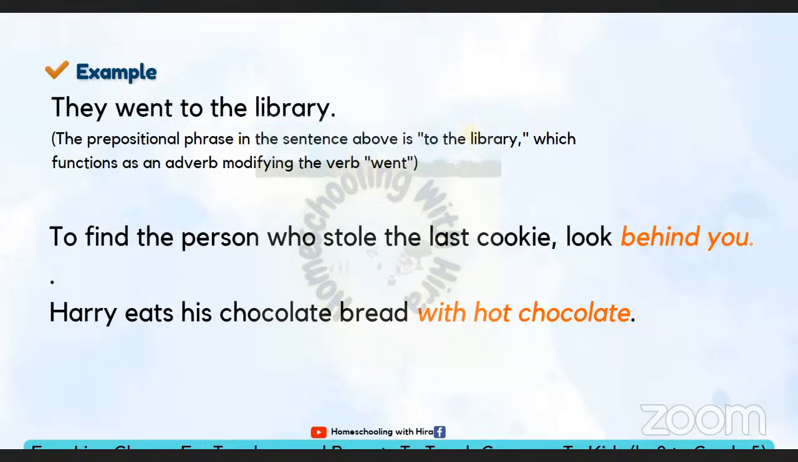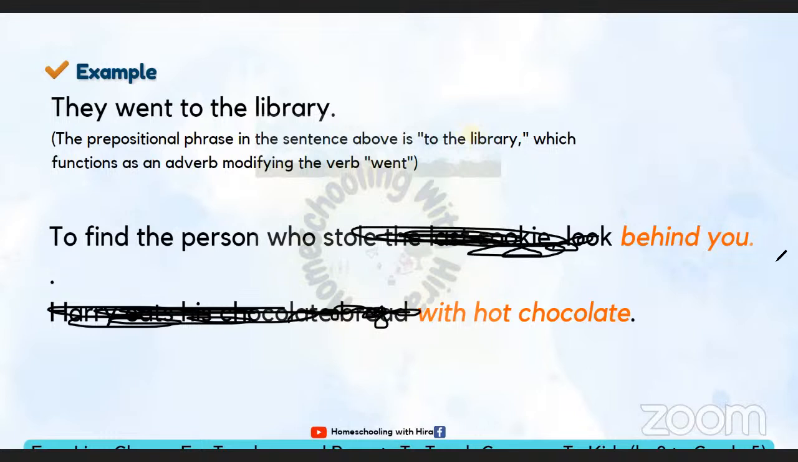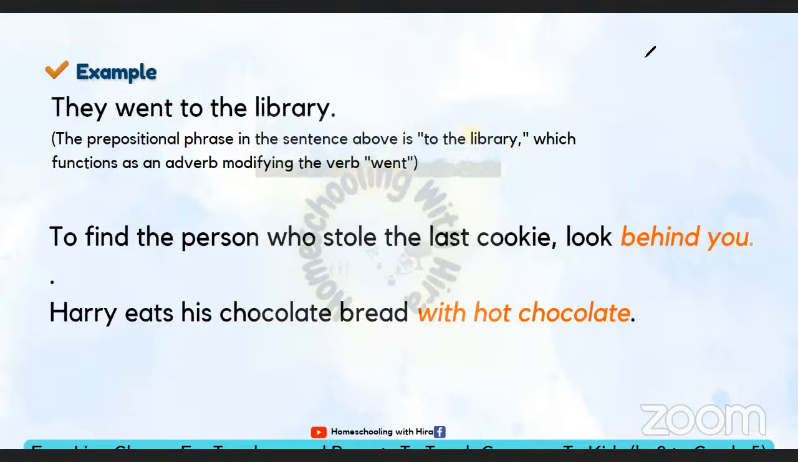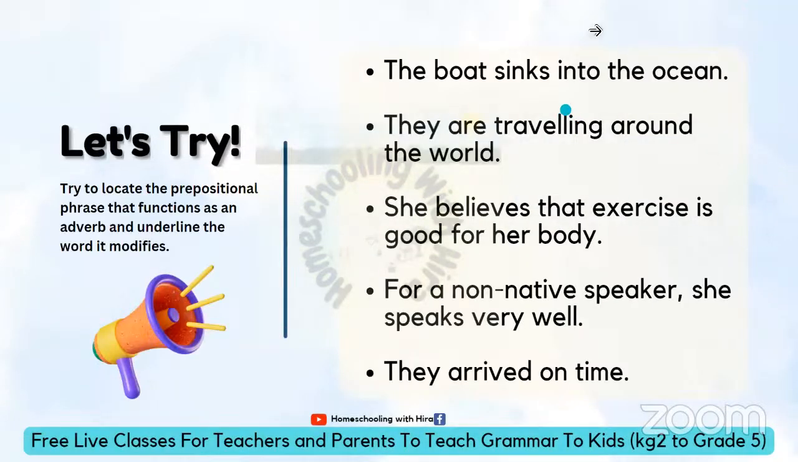Why are we calling them phrases? Because if I just remove this part of the sentence and let this be here, with hot chocolate, making no sense. Remove everything else. Behind you, not making any sense. Behind you, what behind me, right? To the library. What does it mean by to the library? So these are prepositional phrases. As you put them in the sentence, they will change into adverbial phrases, and prepositional phrases can also change into adjectival phrases. Remember this.